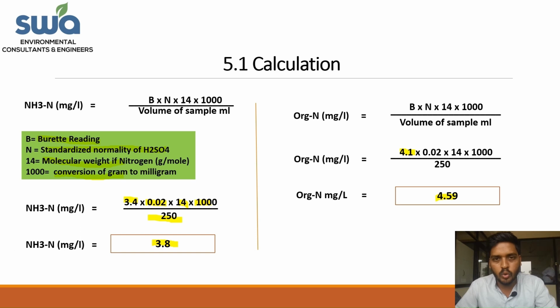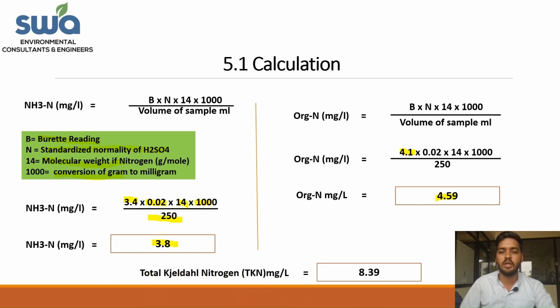For total Kjeldahl nitrogen, as we discussed in the initial slide, ammoniacal nitrogen and organic nitrogen combined are referred to as total Kjeldahl nitrogen, because both are measured by the Kjeldahl distillation method. So if you require total Kjeldahl nitrogen, then you have to sum the ammoniacal nitrogen and organic nitrogen. So the answer will be 8.39. So 3.8 plus 4.59 comes to 8.39 milligram per liter. So this was about the calculation of both ammoniacal nitrogen and organic nitrogen.